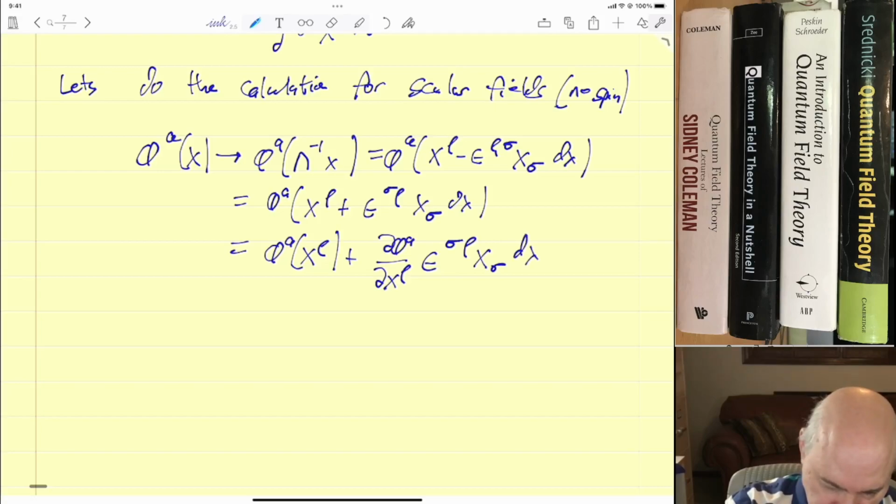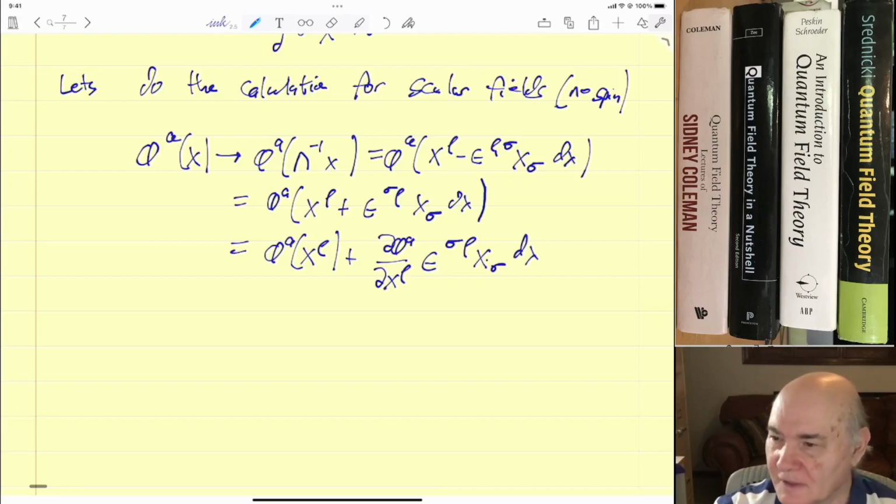Let me look at this for a second. Offhand, this doesn't seem right. Taylor expanding here, so I have V_a(x^ρ). I should take the partial of V_a with respect to x^ρ, ε_σρ x^σ dλ. Let me check that equation.